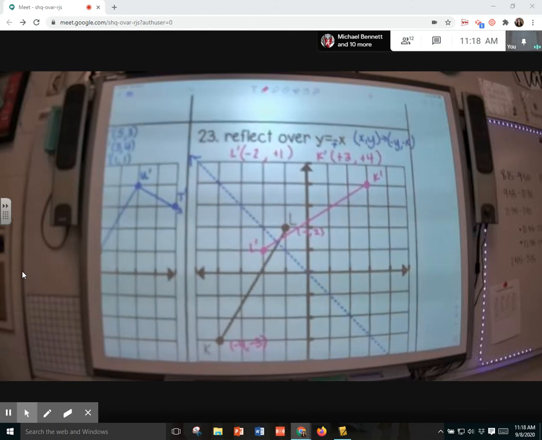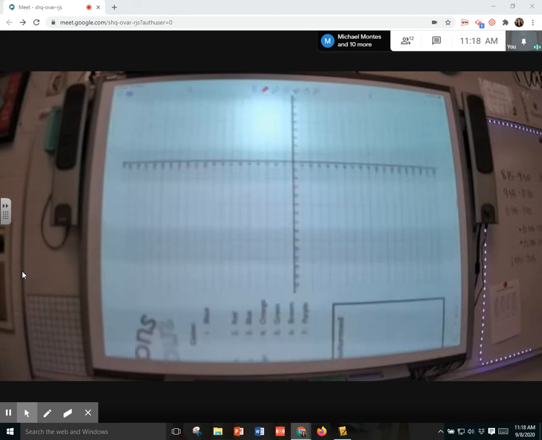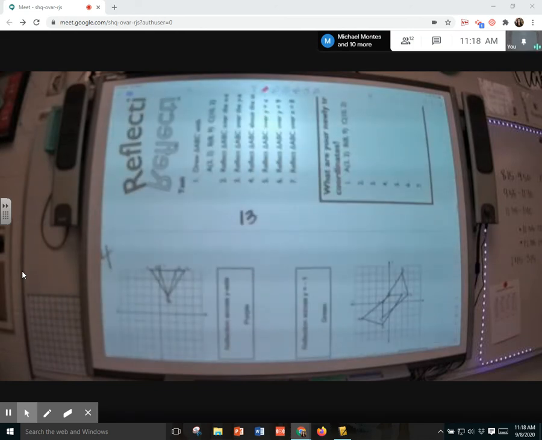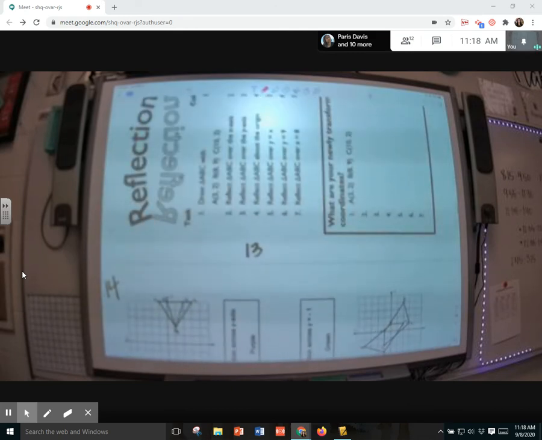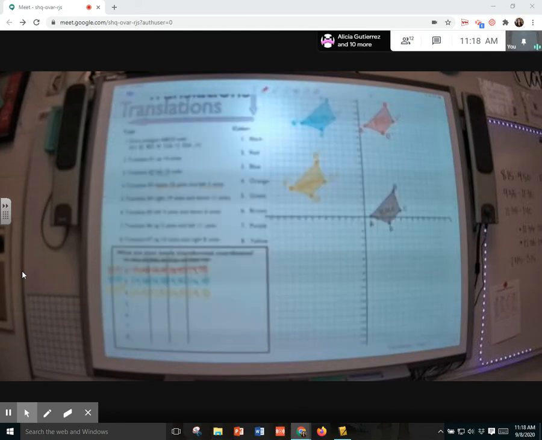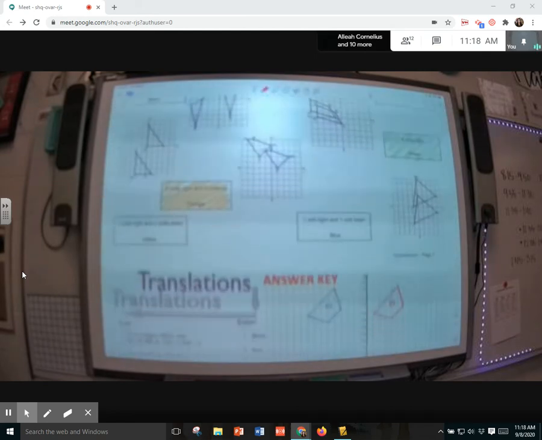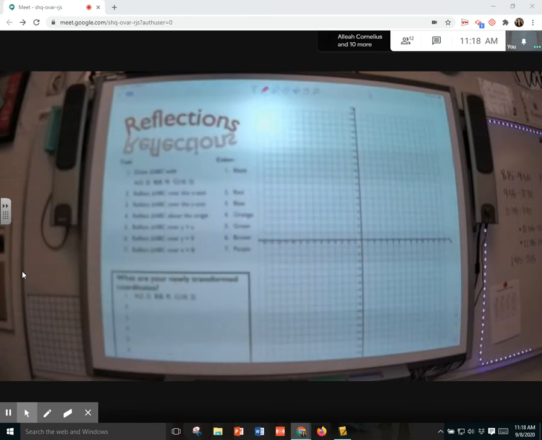Okay, so looking at pages 13 and 14, this is another one of the ones you are going to have to turn in for a grade. When are we turning this in? Whenever I tell you to turn it in. Not next week, sometime after next week. Okay, I was just making sure.